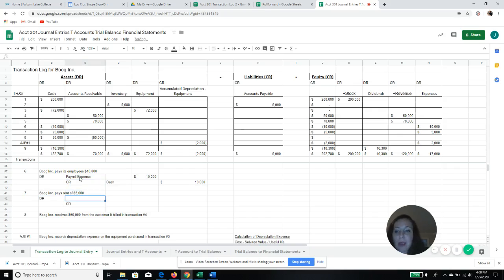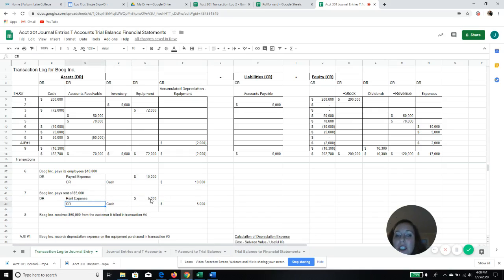Next, we're going to pay rent of $5,000. This is transaction 7, so we decreased cash for $5,000. That's going to be a credit to cash. We decreased cash with a credit. And we are going to increase expenses. We increased expenses with a debit. So we're going to call this rent expense. And we're going to debit it for $5,000.